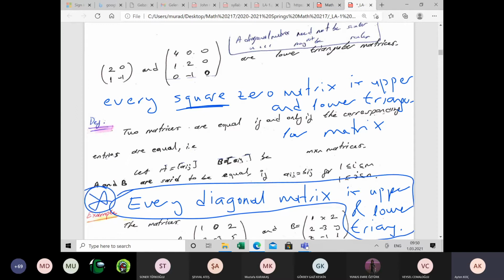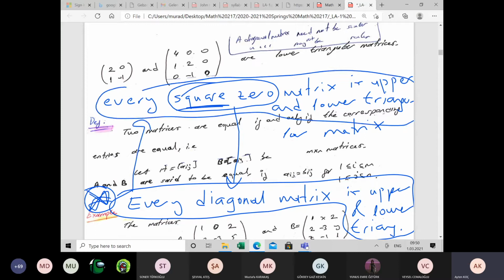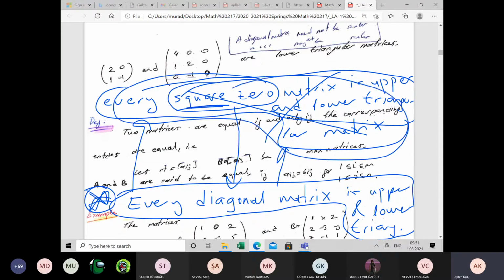What's the reason? Every diagonal matrix is an upper and lower triangular matrix. Yes, it's true. And also we know that every square zero matrix is a diagonal matrix. And this statement contains this one. You don't have to write this statement, because this one is a specific case of the diagonal matrix. If we know that every diagonal matrix is an upper and lower triangular matrix, and we know that every square zero matrix is diagonal, then we can obtain the second statement. This one is true.